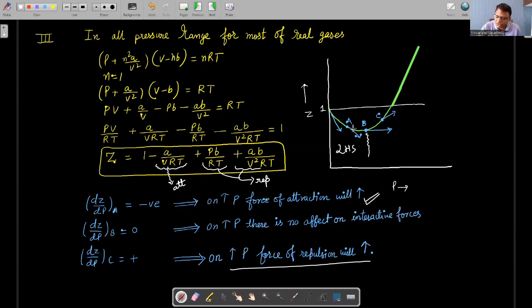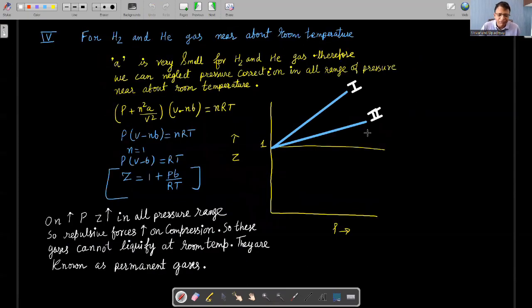So they can ask a question that how these interactive forces are going to vary at different parts on this graph. So this is the actual graph, the complete graph for variation of Z versus P for most of the gases near about room temperature. Now fourth point, for hydrogen and helium gas near about room temperature. We know that hydrogen gas is used as a fuel in rockets, but it is not easy to liquefy hydrogen gas. So here we are assuming room temperature.